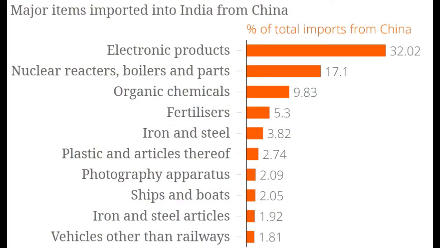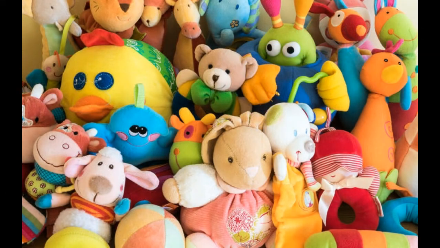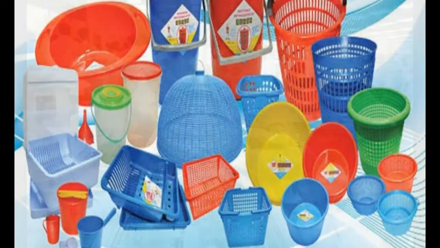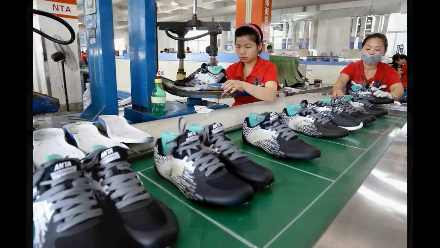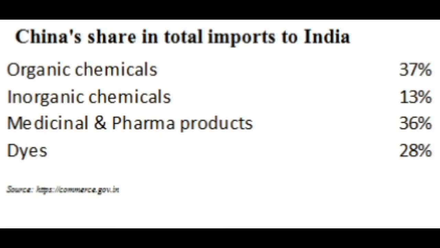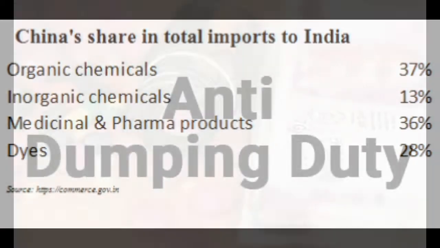The main sectors targeted by China are the toys industry, electronic industry, plastic products industry, footwear industry, and furniture industry. These are some of the most affected homegrown industries in India due to Chinese mass dumping.